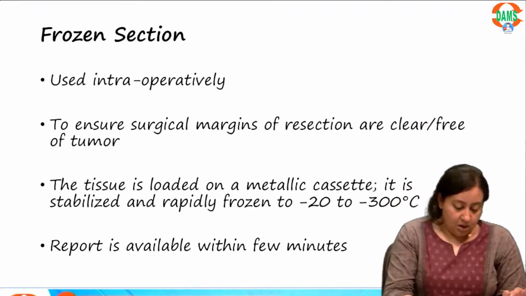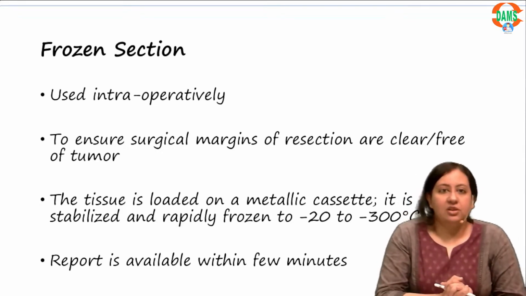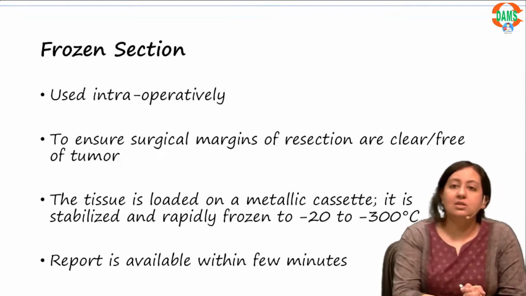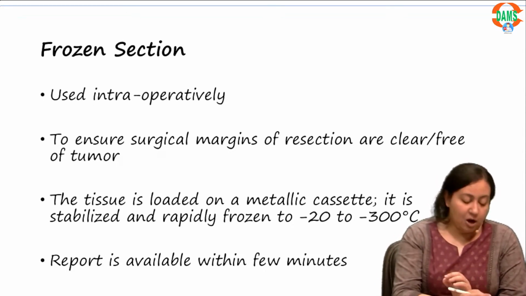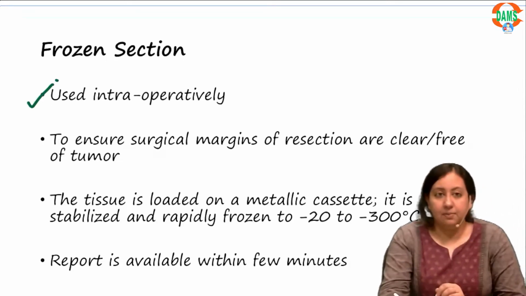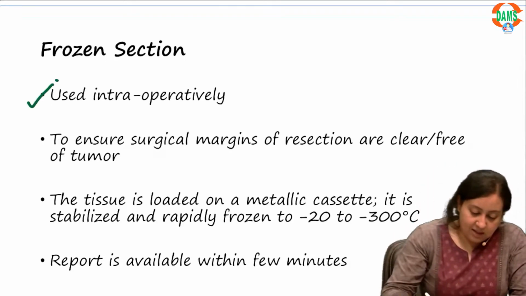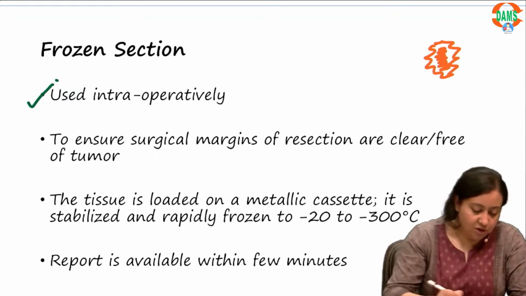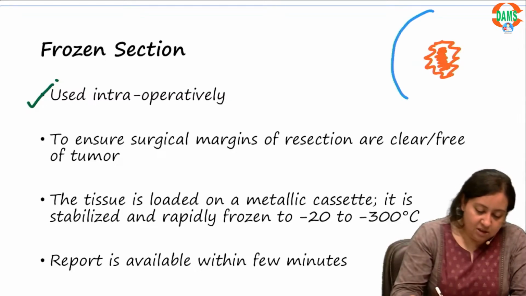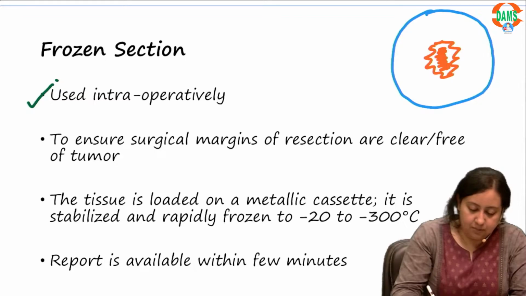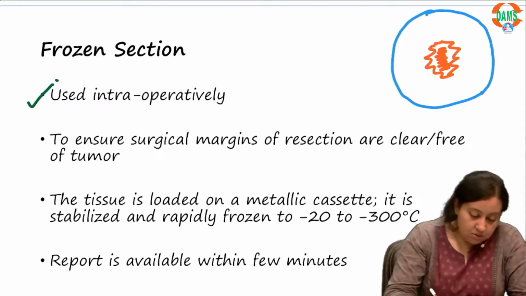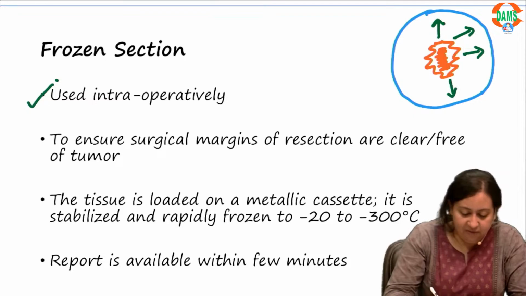Now the last part of our session, after that we wind up, there's something known as a frozen section biopsy. This biopsy is used intraoperatively. Now when is it used? Let's say, for example, this is our lesion, what I'm shading in orange, and this is the normal tissue surrounding it. When you are doing the resection, you will take a safety margin of 1 to 1.5 all around this.